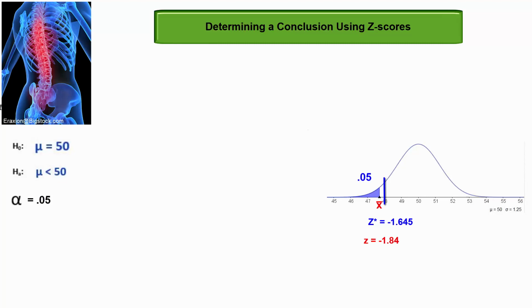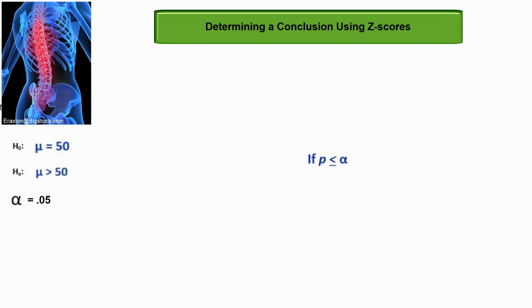The z-score for the mean of 47.7 was negative 1.84. It's beyond the negative 1.645 threshold, where 0.05 is trapped, so it must trap less than 0.05. Sure enough, it trapped 0.0329. This gives us a second way to conclude whether we should reject the null: if p is less than or equal to 0.05, or if the test statistic, z, is less than or equal to negative 1.645.